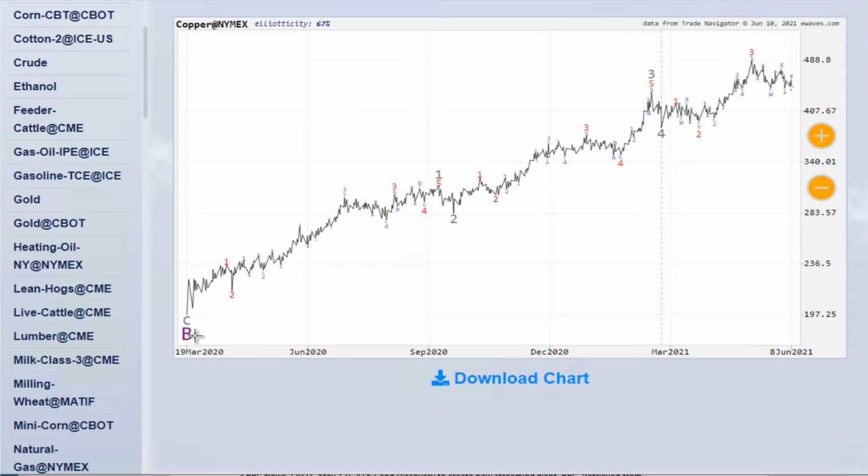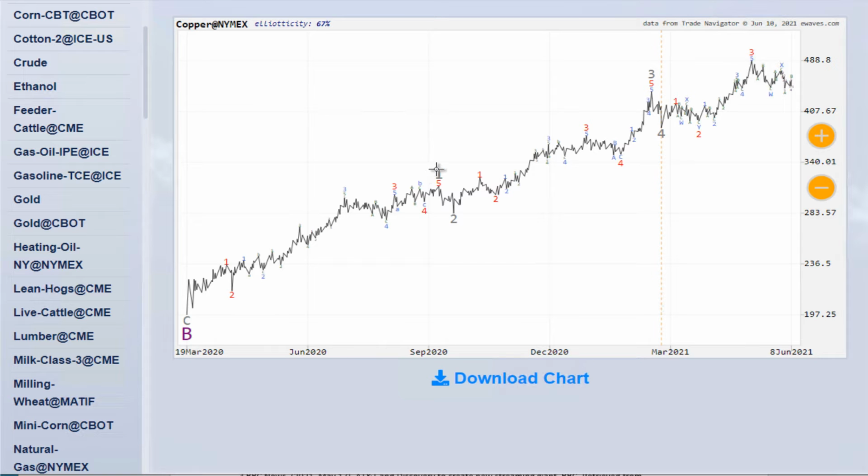counting from wave B here back in March of 2020, looking for 5 waves up for wave C. EWAVES is counting wave 1, wave 2, wave 3, wave 4, and then waves 1, 2, 3, and working wave 4 of a 5-wave structure that'll finish the entirety of wave C from March of 2020. A couple things to point out.